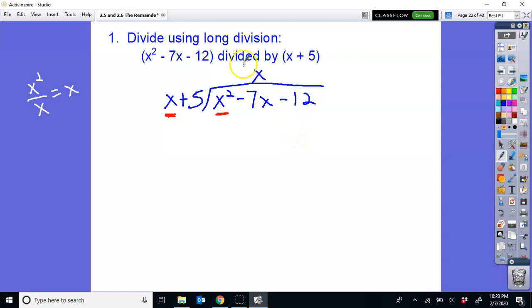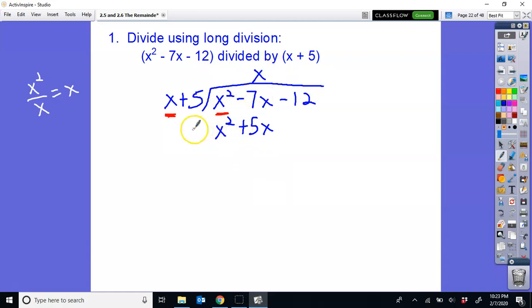Remember, you can always double check yourself in the next step here, because the next step is to multiply this times both of these. If you multiply x times x, you get x squared. x times 5, you get 5x. The first one will always be the same if you did your first step of division correct.